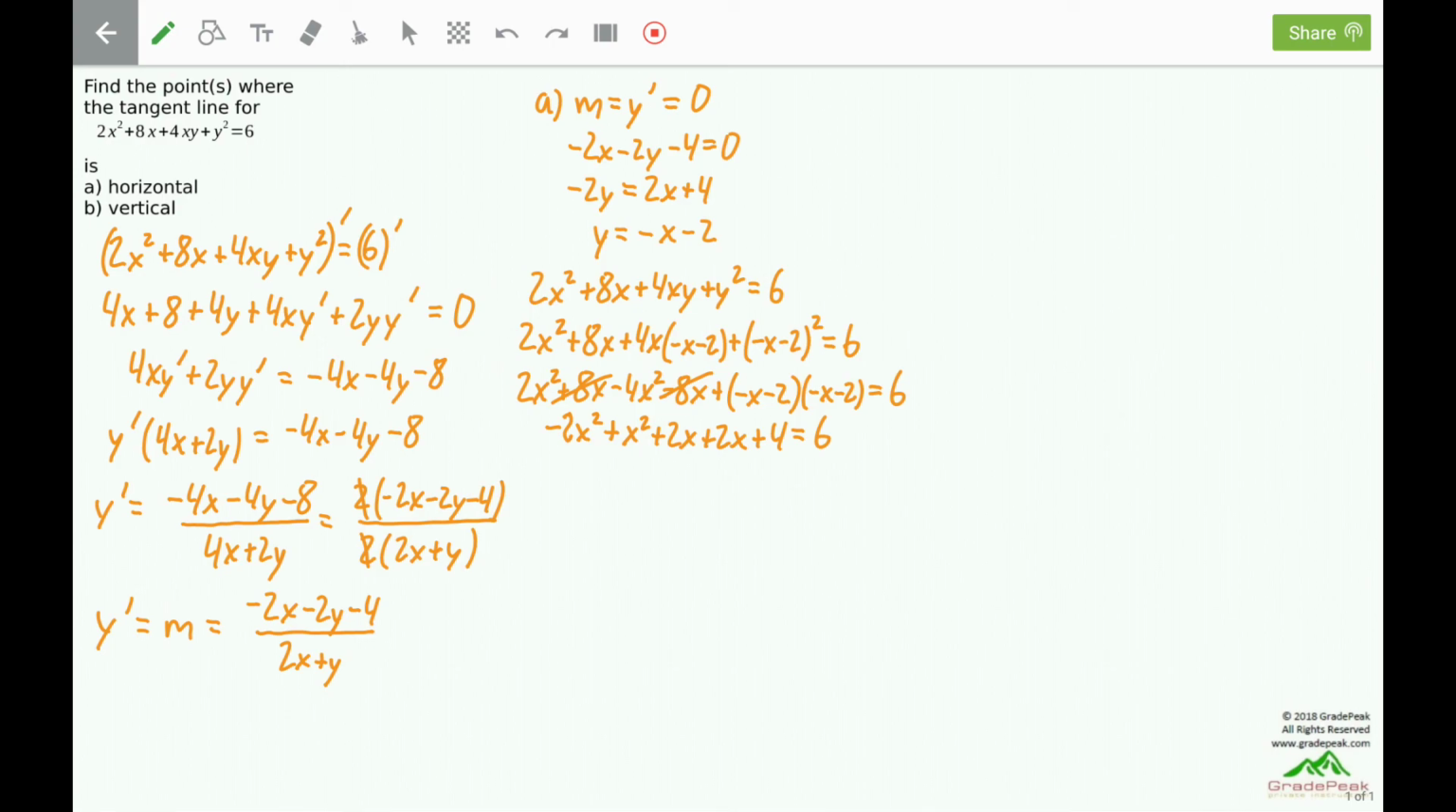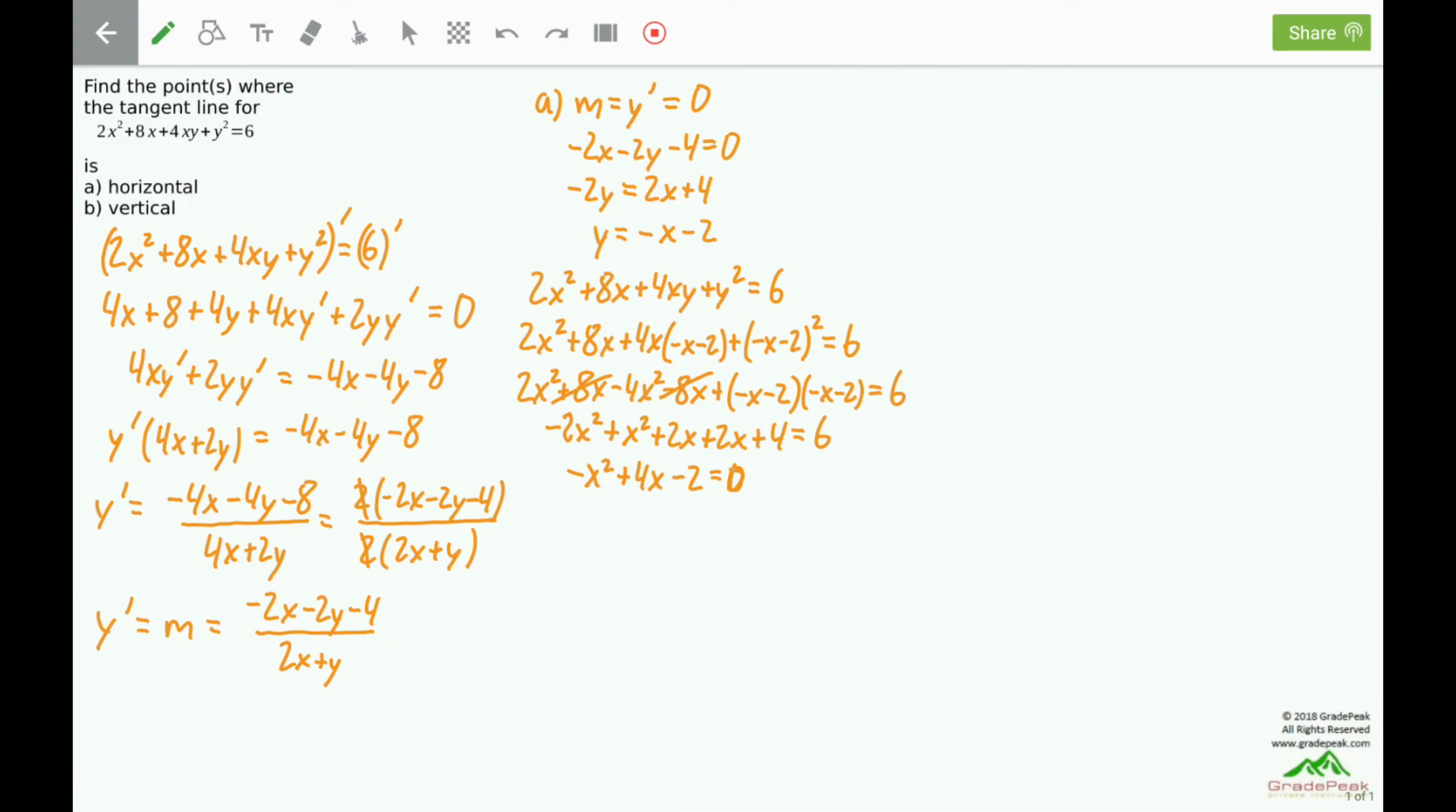If we combine like terms together, we have a negative 2x squared plus an x squared. That'll be a negative x squared. I have a plus 2x and another plus 2x, which is plus 4x. And then I have the plus 4. I'm going to subtract the 6 over, which will give us a minus 2. So we have it equated to 0 since we have a trinomial quadratic here.